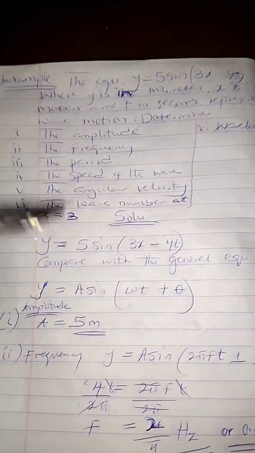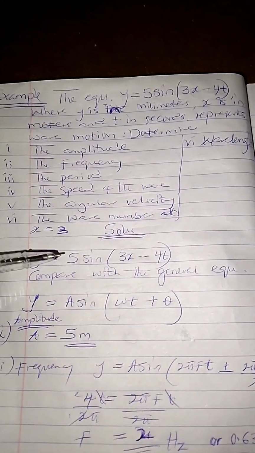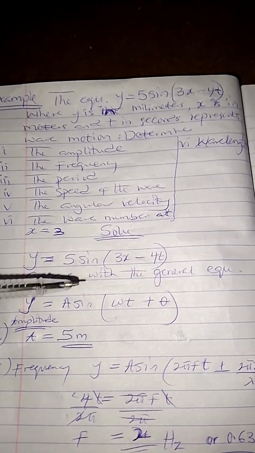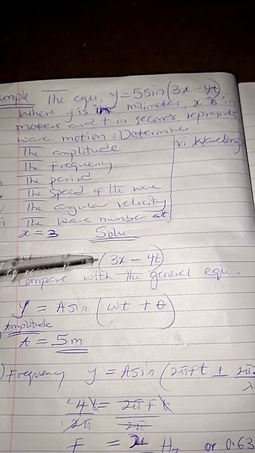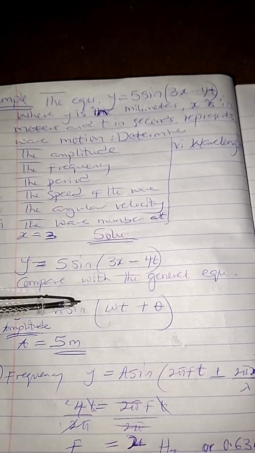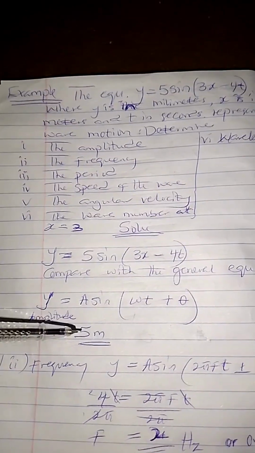So step by step, this is the wave equation. All you have to do is compare this wave equation with the general equations that are available. Now if I compare this wave equation with this one, which is one of the first equations, I've already found my amplitude.